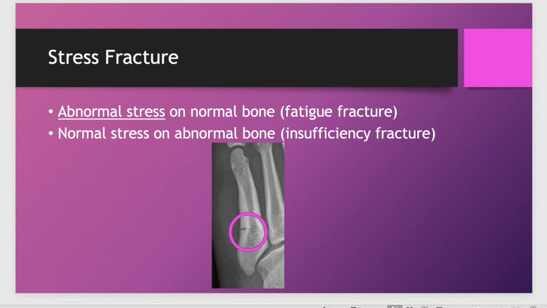Next, we have a stress fracture. There are a couple kinds of stress fractures. One, which is called a fatigue fracture, is caused by just having abnormal stress on a normal bone. The bone's healthy, but abnormal stress put on it can cause a fatigue fracture. If the bone is abnormal, just the normal everyday use of that bone can cause what we call an insufficiency fracture. You can see that here. Make sure you circle that on your notes.